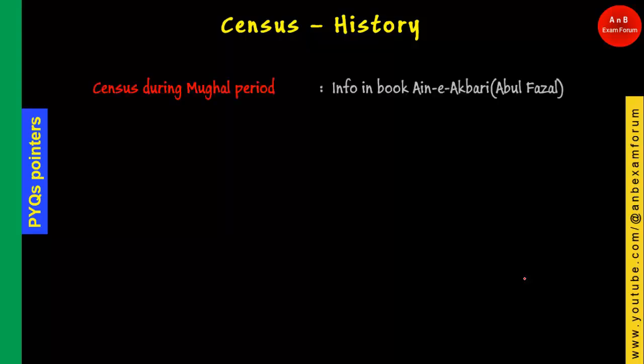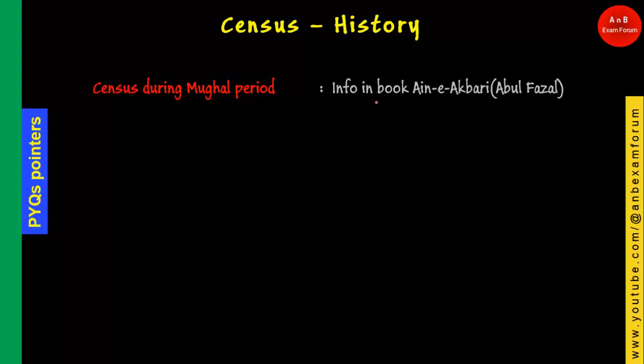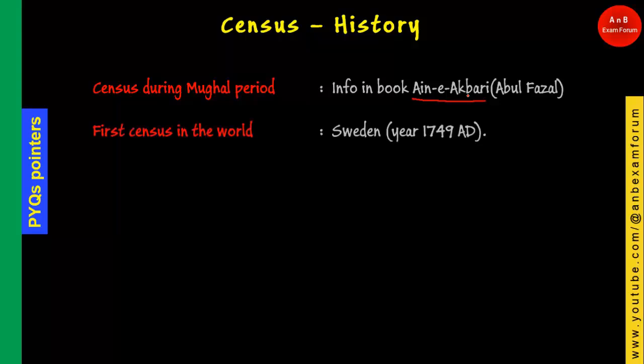So let's see the history of the census. Student, the first thing that you should know is the information about census. In India, the information about census was found during the Mughal period, and it is given in the book Ain-e-Akbari. This book is written by Abul Fazl, and in this particular book, information about the census was given.